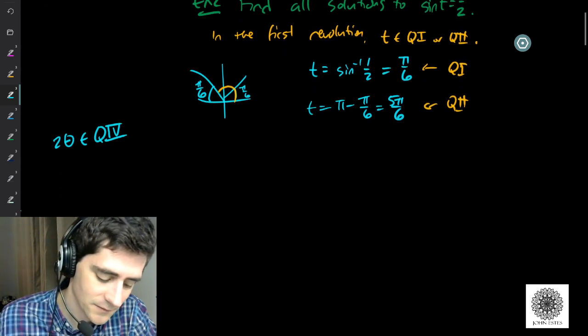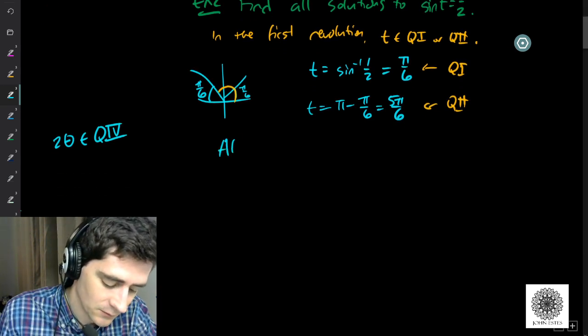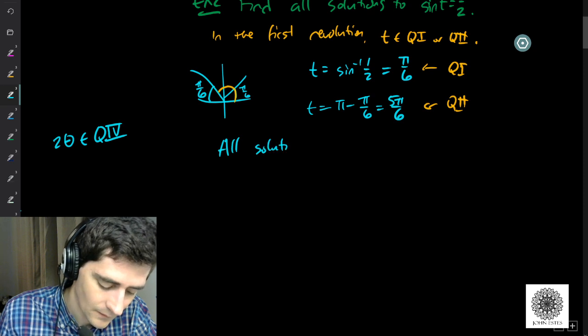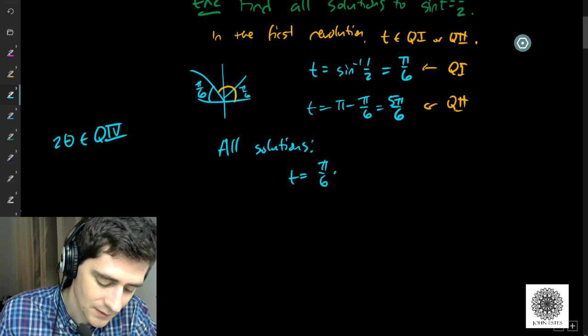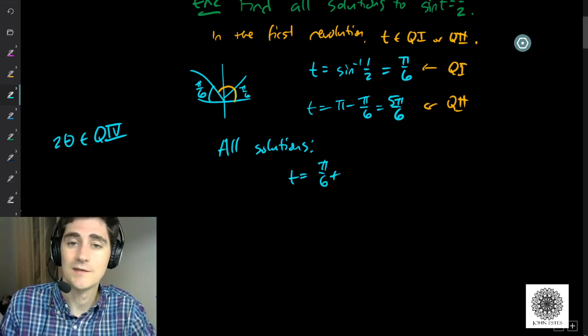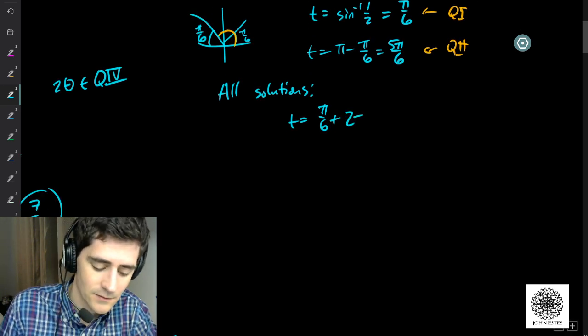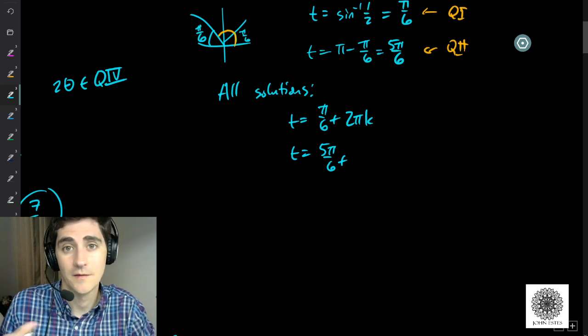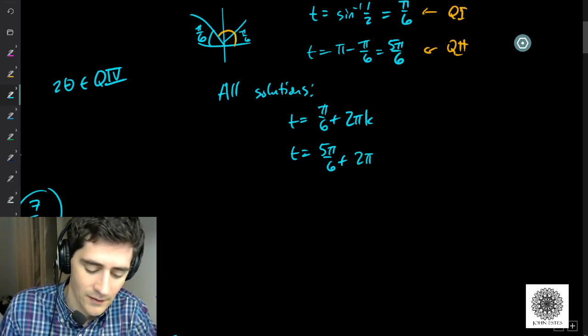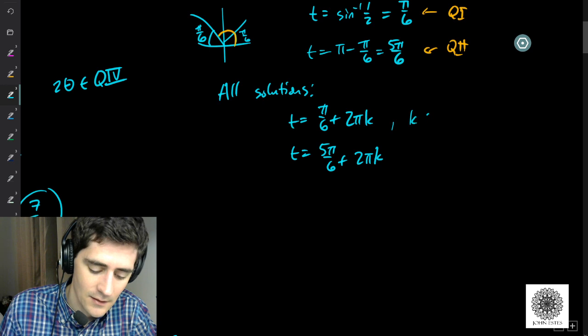Okay, so now to find all solutions, you have t equals pi over 6 plus 2 pi k, since it repeats itself every 2 pi. And you could also say 5 pi over 6 plus 2 pi k, repeating itself every 2 pi. Here, k is an integer.